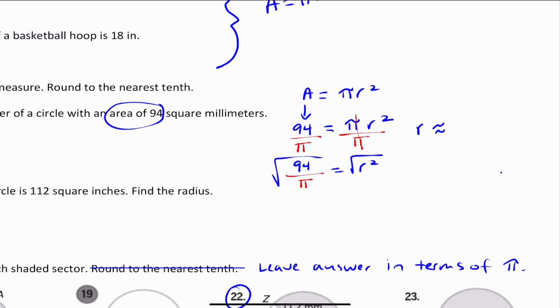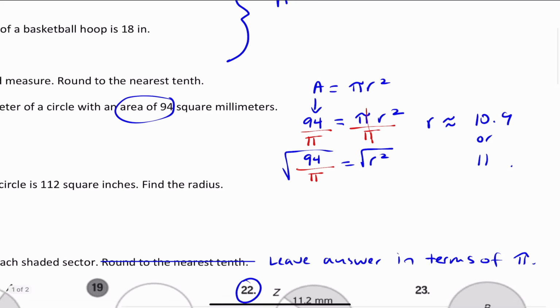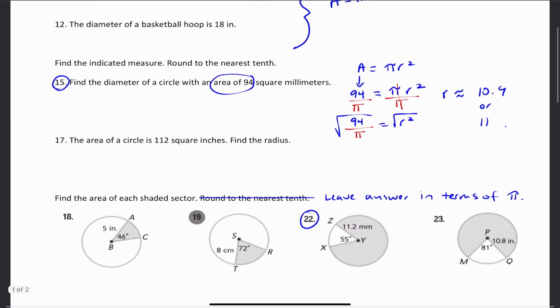So the diameter is approximately 10.9, or you can just give me 11 if you chose to round your radius first and then input it in, or if you find your radius first and then round that to find the diameter, that's totally fine. Or if you just took 5.4700296, multiplied that by 2, and got 10.94, and so on and so forth, and that's where you round, that's totally fine, okay? And then 17 will be an exercise for you to do.